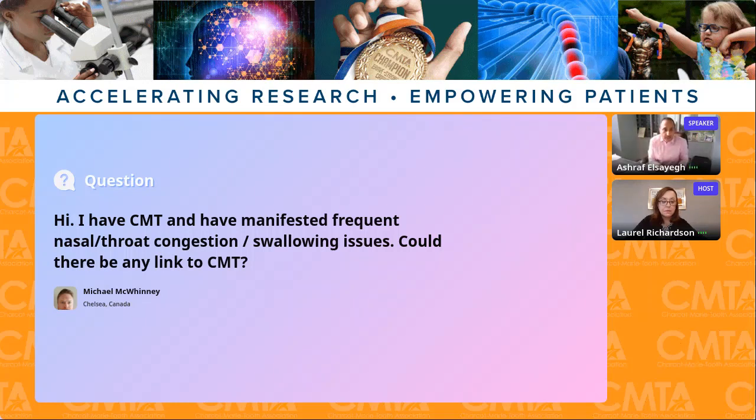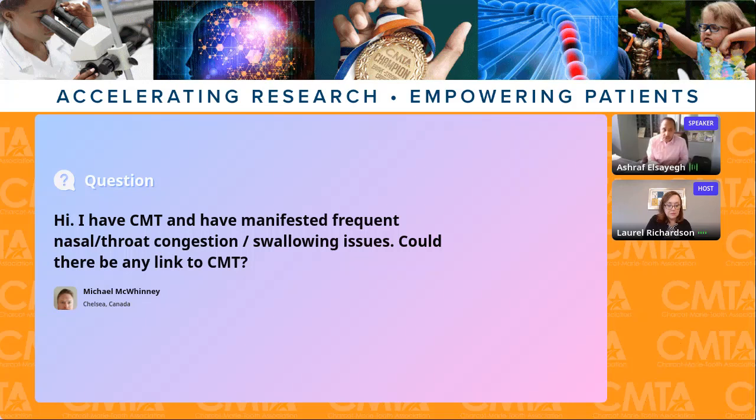Could there be any link to CMT? Well, these are several different things. So nasal or throat congestion could just be allergies. Remember, CMT patients can have any other problem like any other patient. Depending on where I think you're in Canada, so I don't know what the pollen count is or the allergy is there, but nasal congestion could be pure allergies, and treating the allergies can take care of it. At the same time, you mentioned here swallowing issues. Well, yes, swallowing issues could be related to neuromuscular disease and CMT.